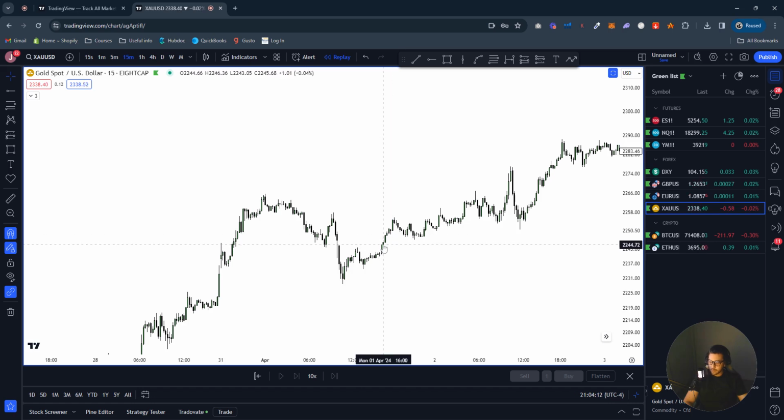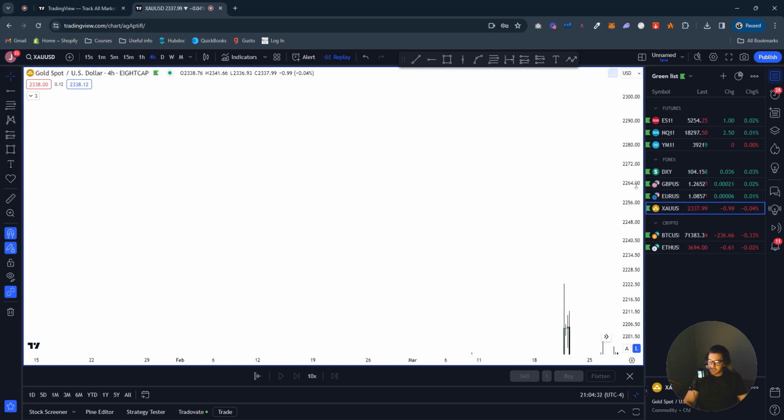And 4 15-minute candles represent what? A 1 hour candle. And 4 1 hour candles represent what? 1 4 hour candle. And 6 4 hour candles represent what? 1 daily candle. And 5 daily candles represent 1 trading week candle. Okay. So, yeah, that's pretty much what candlesticks are.